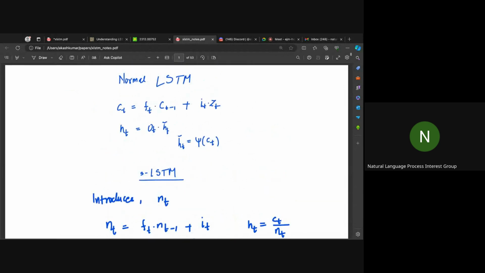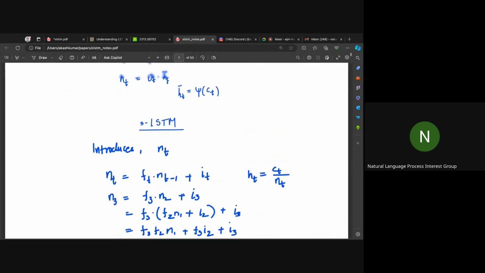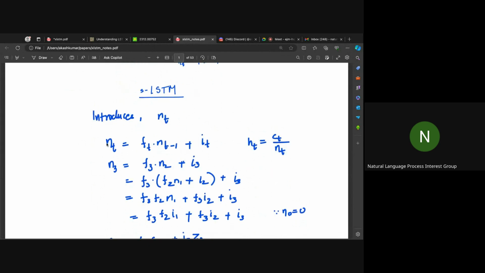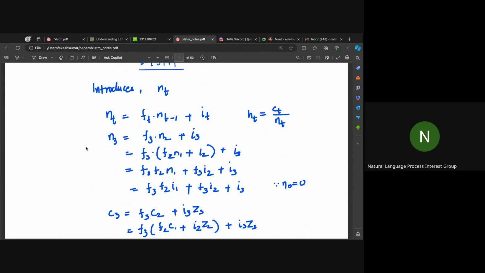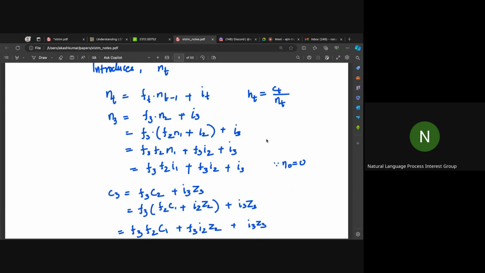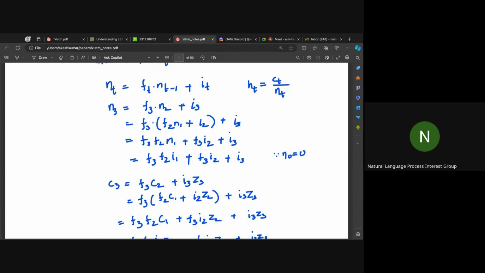These are some equations which will help us understand how the introduction of the normalizer state is really beneficial. The normalizer state at time step t is the result of the forget gate times the normalizer state at the last time step plus the input gate, and the final hidden state is calculated using the cell state divided by this normalizer state. So let's try to open up this equation and see what kind of behavior that actually ends up giving.